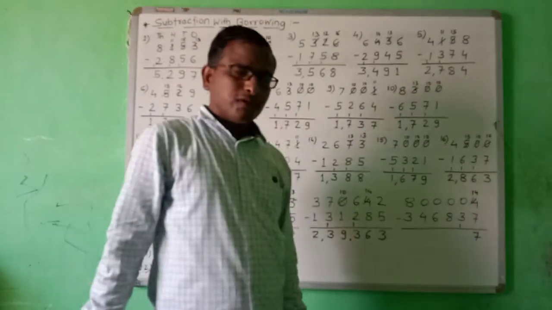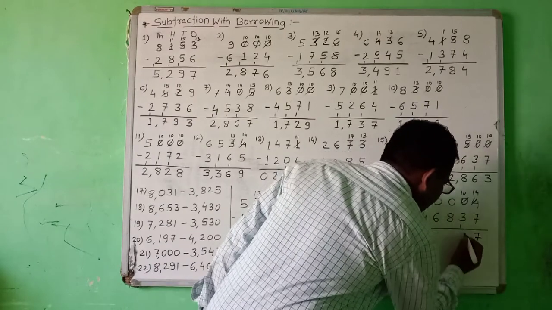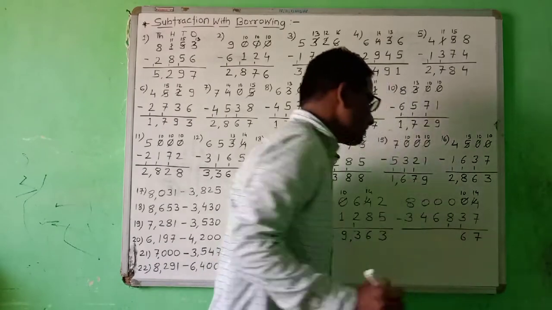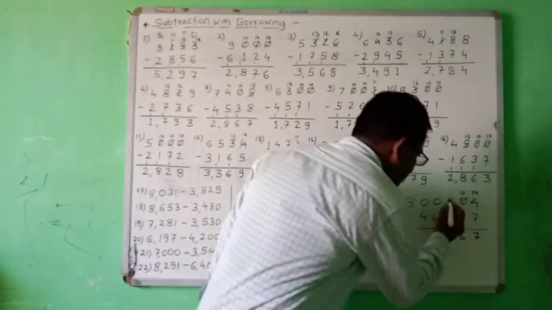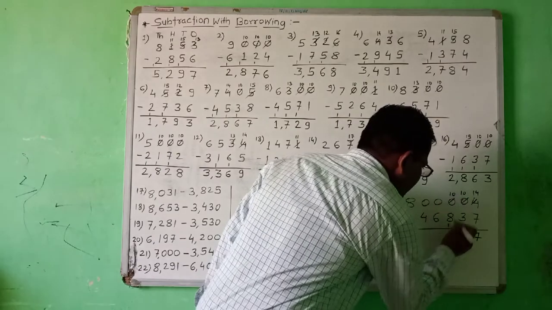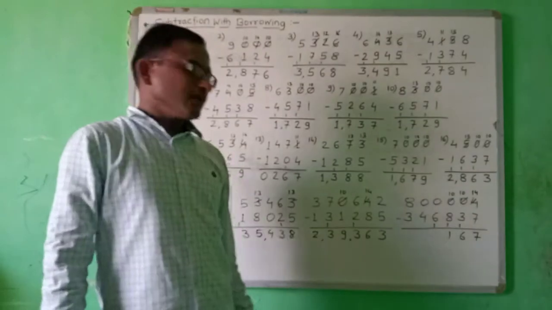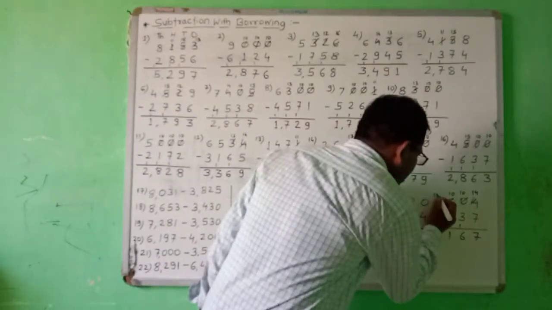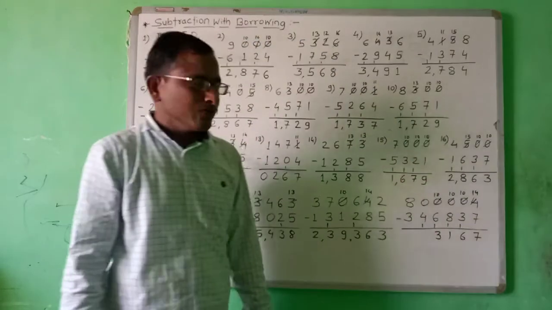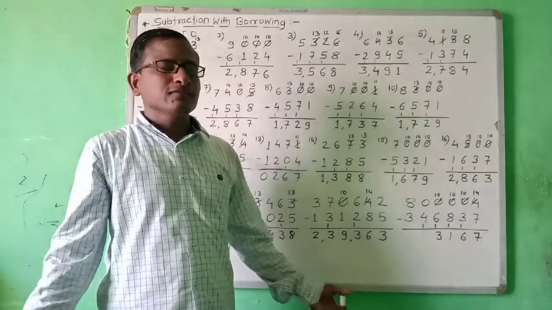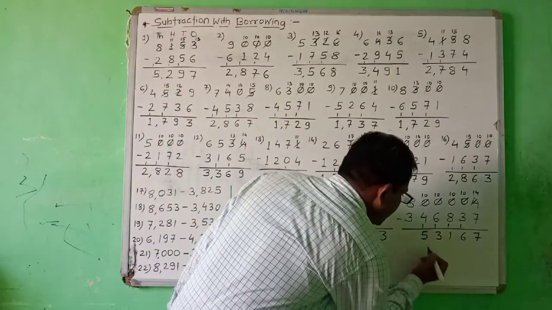Here 0 minus 4, again not possible. So 0 is considered as 10, and 10 minus 4, 6. Carry 1, 8 plus 1, 9, again 0 minus 9, not possible. Again 0 is considered as 10, and 10 minus 9, 1, again carry 1. 6 plus 1, 7, again 0 is considered as 10, and 10 minus 7, 3, again carry 1. 4 plus 1, 5, 0 minus 5, again not possible. So again 0 is considered as 10, and 10 minus 5, 5.